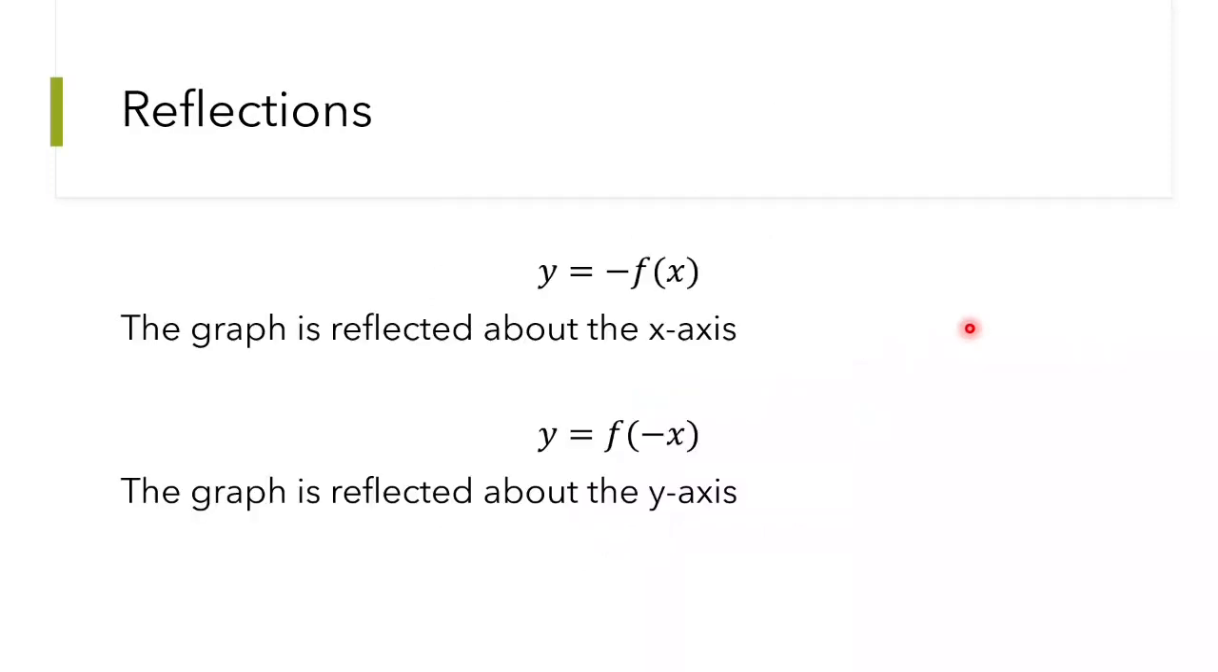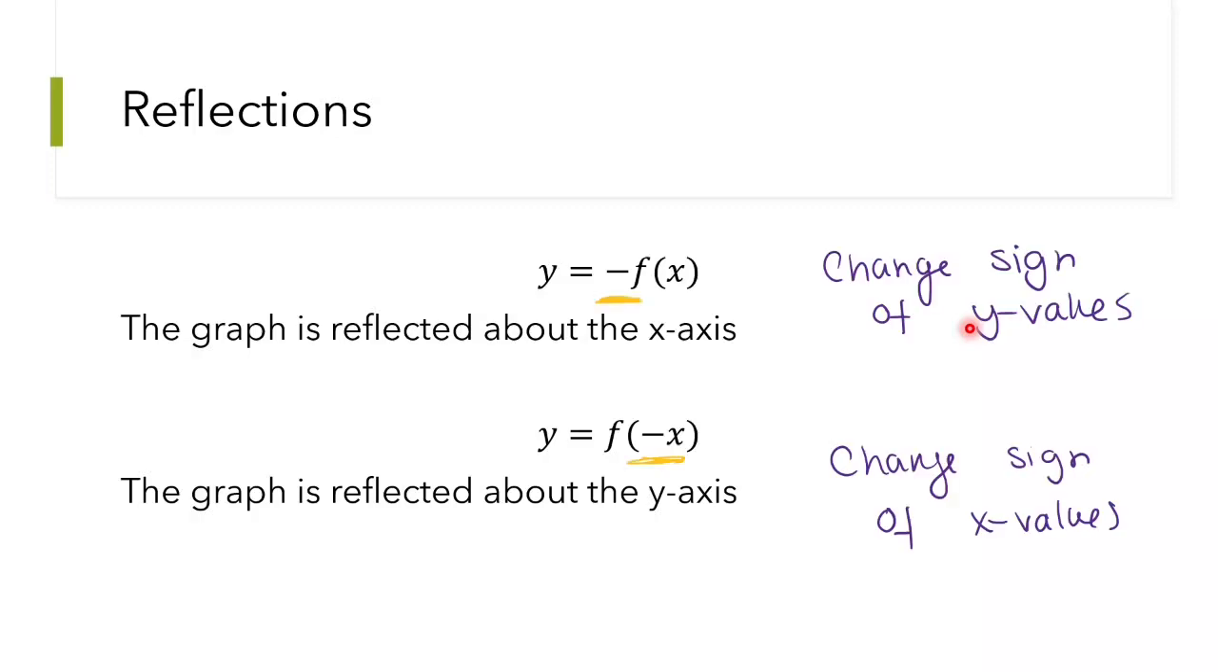All right, 2 more transformations. What if we put negatives either outside of our function or inside of our function? These are going to give us reflections. If the negative is outside of the function, output transformation, that is going to change the sign of the y values. If we change the sign of the y values, that's going to flip the graph or reflect the graph over the x-axis.